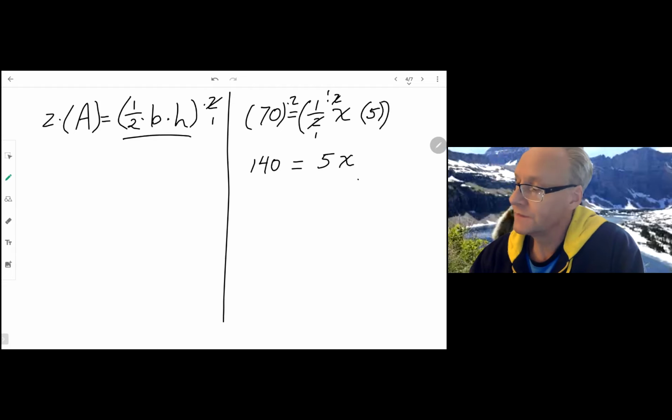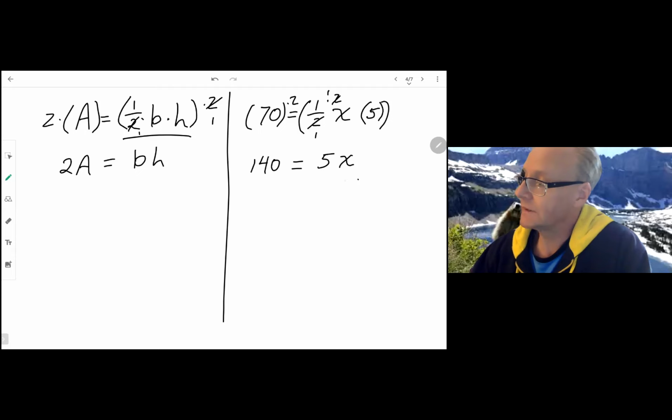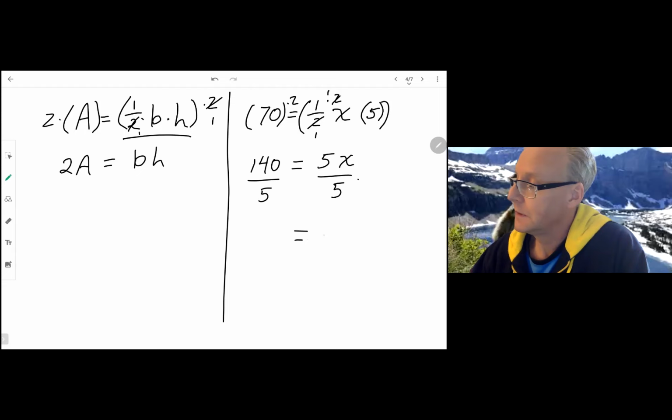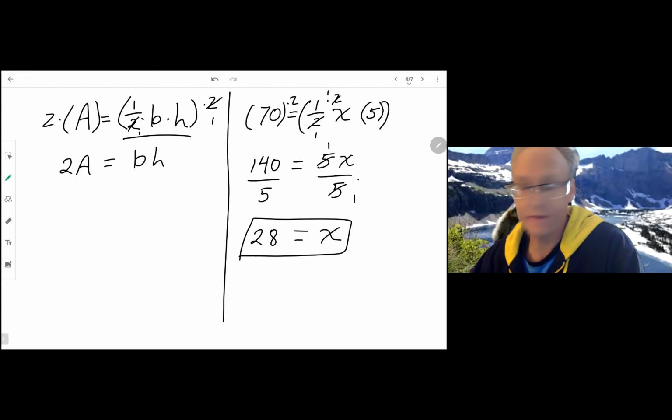The 2 simplifies with the 2, and I have BH is equal to 2A. Just like over here, 2 times 70 is equal to 5x. Now I wanted to solve for x, so I'm going to divide by 5. And some people are going to grab their calculator. Not a good plan. That happens to be 28. I used a trick called the double and half method, which I'll teach sometime in class. Hopefully you'll like that one. I'm actually using the reverse of the double and half method.